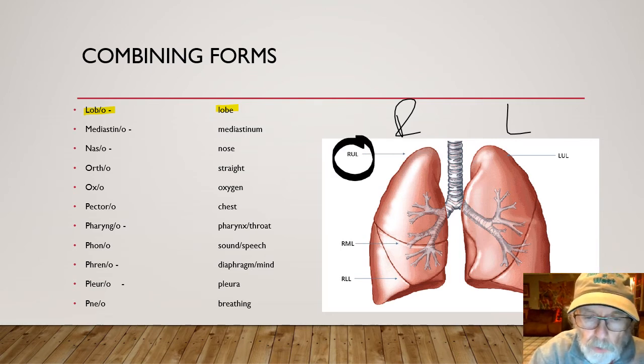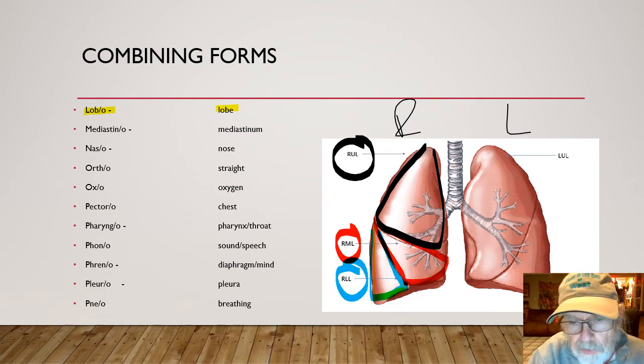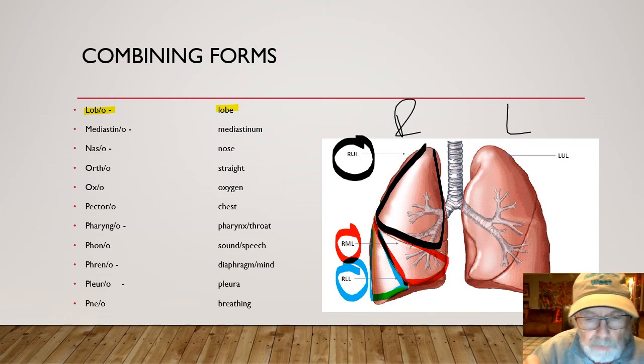I have a right upper lobe, which is this area right here. I have a right middle lobe, which is this lobe right here. And I have a right lower lobe, which is this lobe right down here. Again, they're separated. There's a gap between them called a fissure. On the left side, we basically only have two lobes. We have a left upper lobe right here, and a left lower lobe that sits down in here.